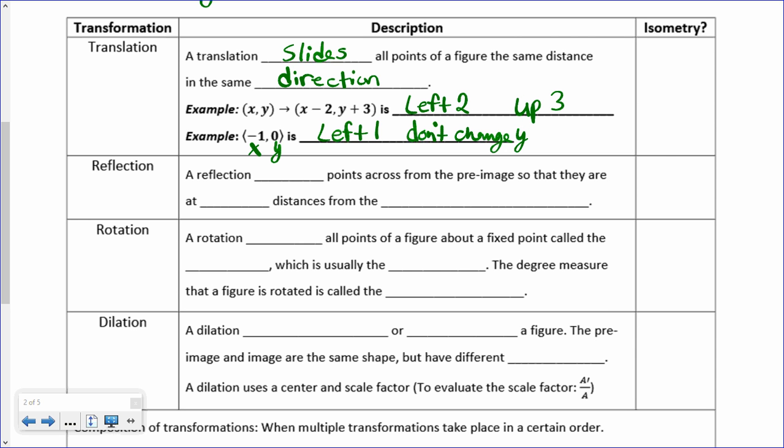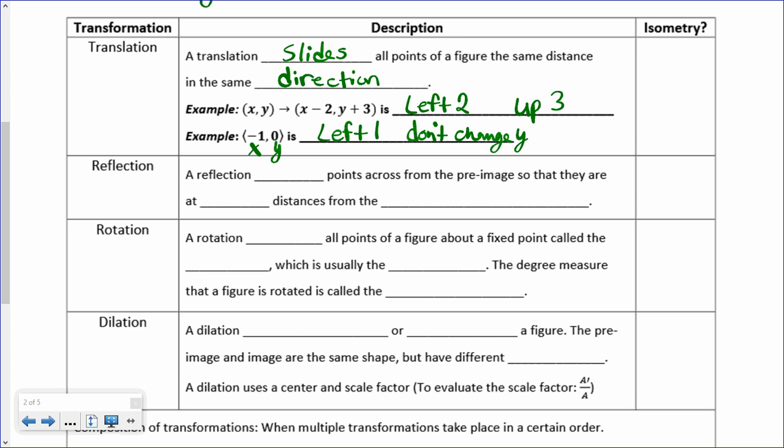Yeah, because it's 0. Well, no, it just means that when you're doing the translation, instead of going left and then up, you only go left. You don't do the up or down. Because you are changing the x, you just don't change the y. That's all. Alright, everybody okay with translation?